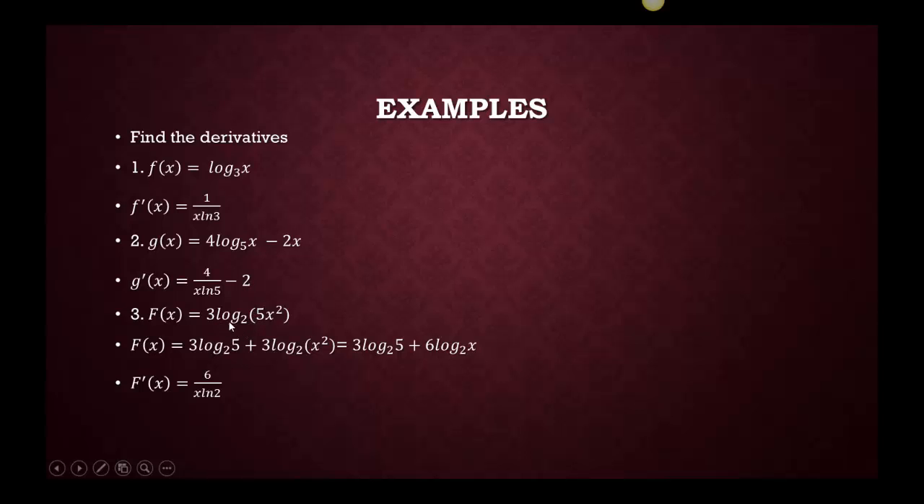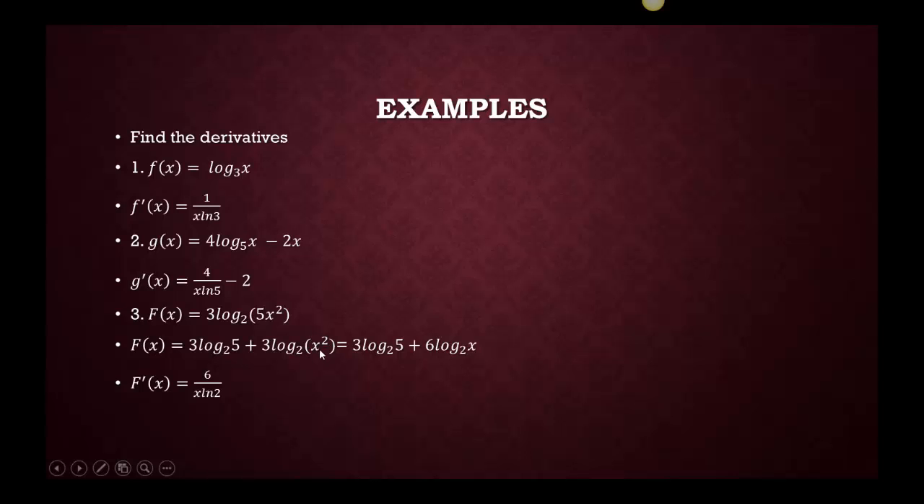Okay. Quite a bit bigger, I have 3 times the log base 2 of 5x squared. So this 5x squared needs to be expanded before I can take the derivative. So I'm just going to keep the 3, and I'm going to separate this into the log base 2 of 5, and then I'll also have the 3, and I have the log base 2 of x squared.